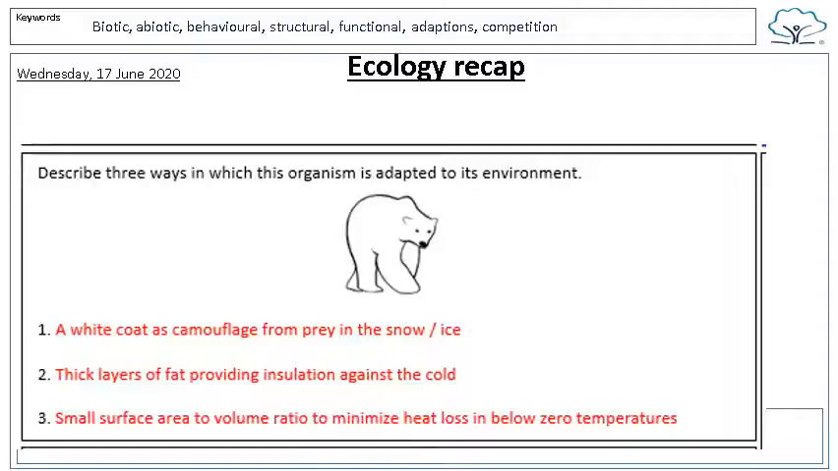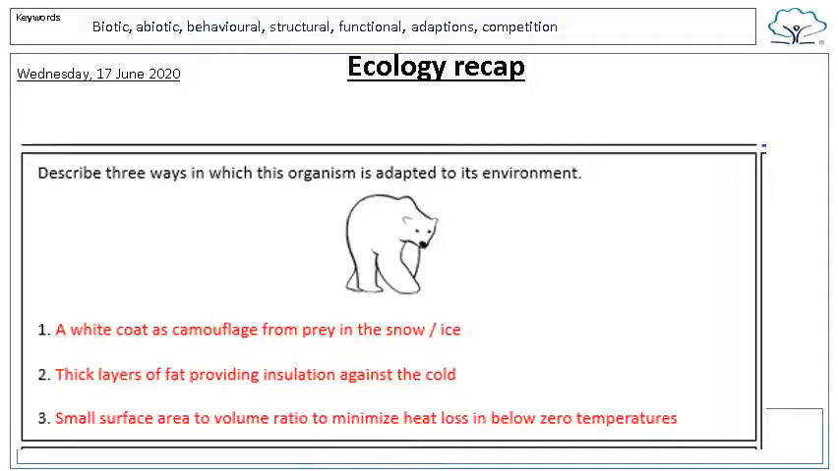But the fact that, for example, a polar bear's blood vessels will get smaller when it gets colder, to prevent heat loss, that would be an example of a functional adaptation. Polar bears using their paws to break through ice, for example, would be an example of a behavioural adaptation.